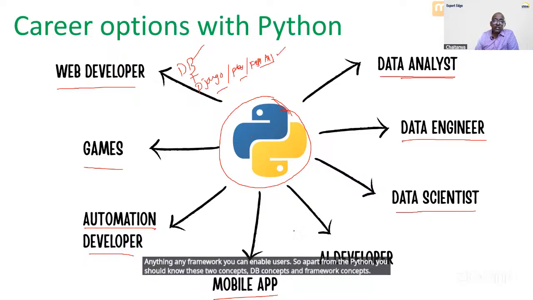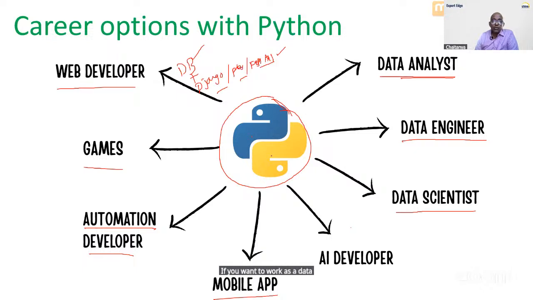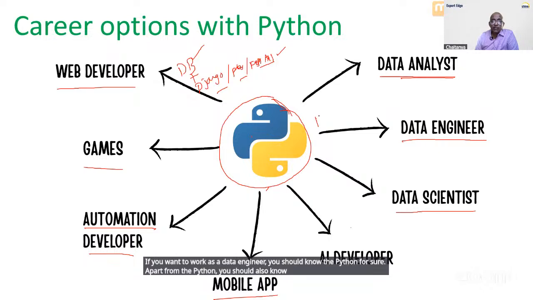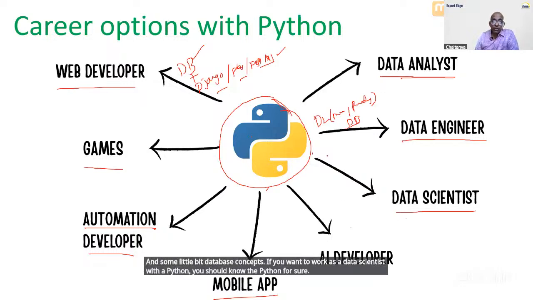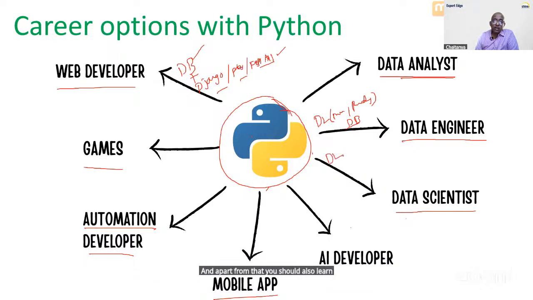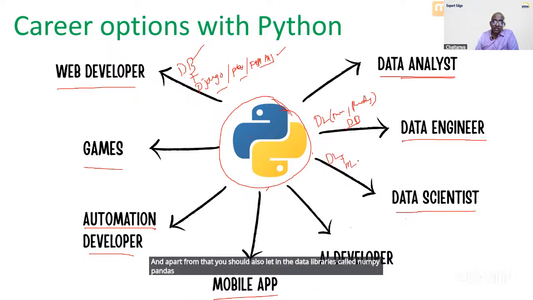If you want to work as a data engineer, you should know Python for sure. Apart from Python, you should also know data libraries like NumPy, Pandas, and a little bit of database concepts. If you want to work as a data scientist with Python, you should know Python for sure, and apart from that, you should also learn the data libraries NumPy and Pandas, plus machine learning concepts, plus deep learning concepts, and for example, generative AI concepts, etc.